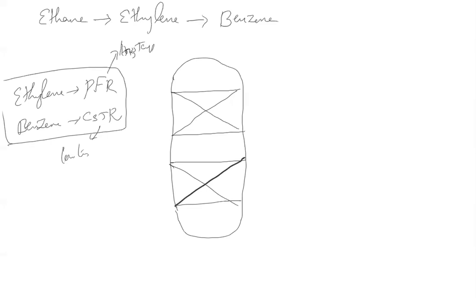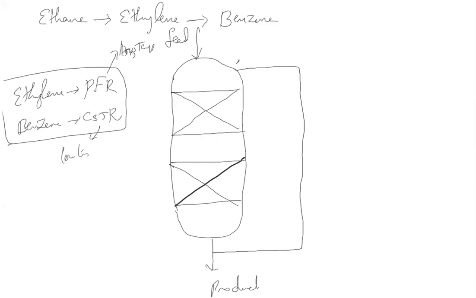Okay. So this is the feed coming in, and this is the product going out. What you do is take this product and introduce the concept of recycle here. So we have this valve. When you open this valve, it behaves close to a CSTR. When you close this valve, it behaves like a PFR. That is how the operation works.